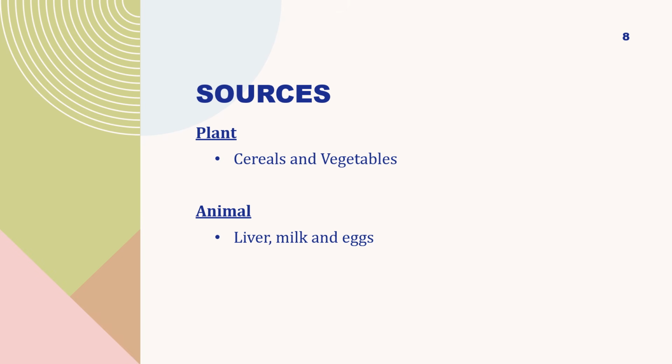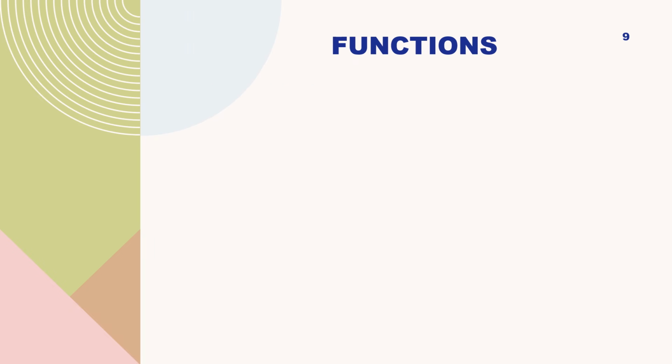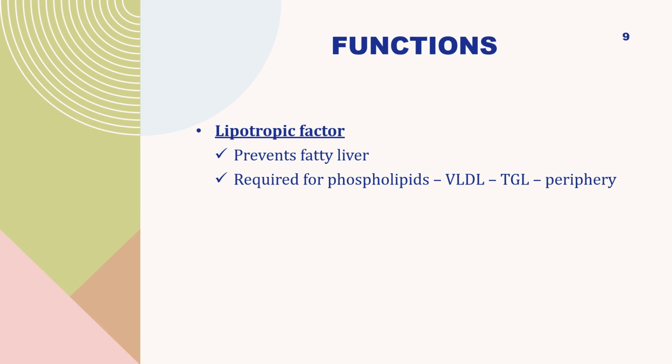So what are the sources? Plant sources: cereals and vegetables; animal sources: liver, milk and eggs. So what are the functions of choline? First, it is a lipotropic factor. What is a lipotropic factor? They prevent fatty liver. How are they preventing fatty liver? They prevent the accumulation of triglycerides in the liver.